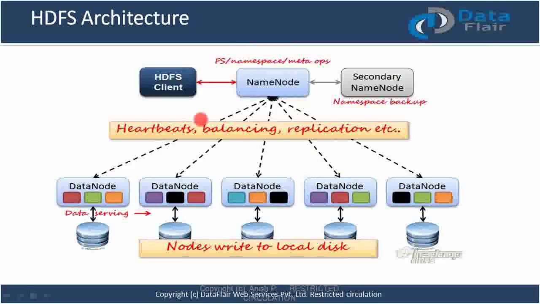Are you getting the reason? Although I'm saying it is going like that, but why? The reason is, if it goes via the name node, my name node will become the bottleneck. I'm going to use the NameNode's network like anything. Firstly, and secondly, NameNode can't have that much network that it can handle thousands of clients.